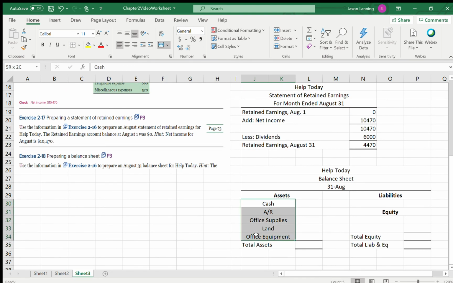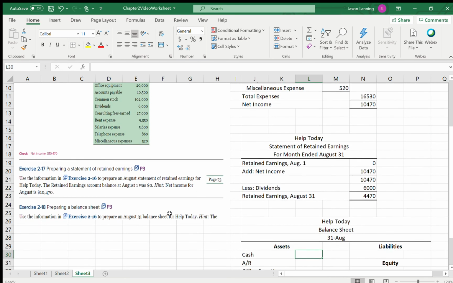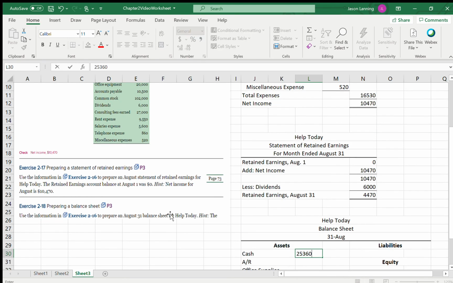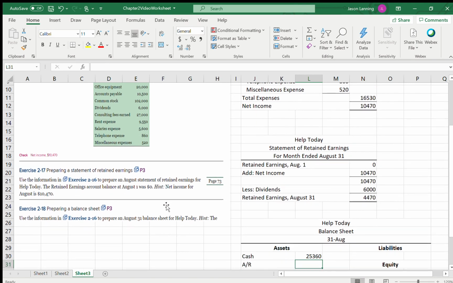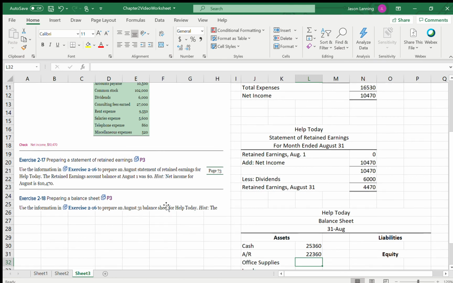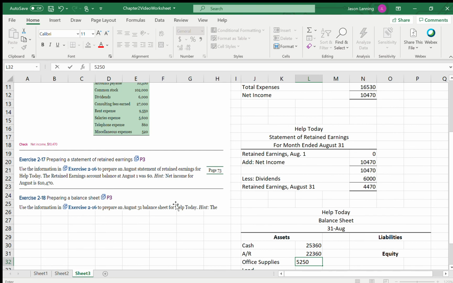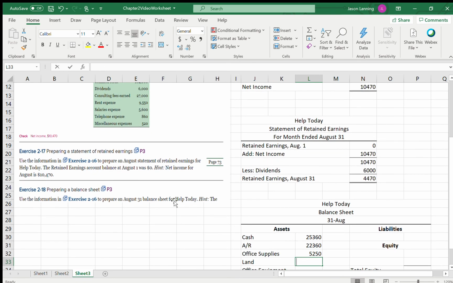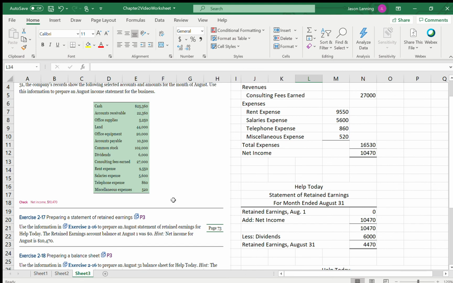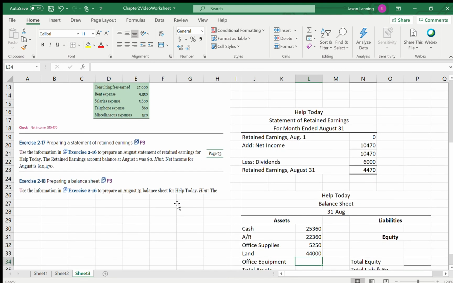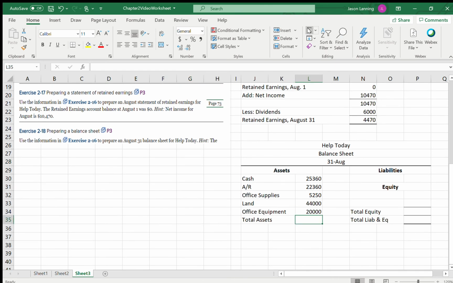So here are our assets as they're listed on that trial balance. The balance for cash is $25,360. For accounts receivable, $22,360. For office supplies, $5,250. For land, $44,000. And for office equipment, $20,000. Okay, so now we'll total our assets, and our assets total $116,970. Now let's look at liabilities.